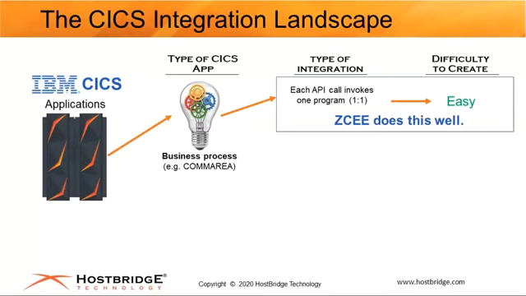If what you have are an inventory of business programs organized as COMMAREA or channel and container programs, and there is always a one-to-one relationship between the API you want to expose and the program that is implementing the API request, then you're done. Use ZCEE and you've got exactly what you need.